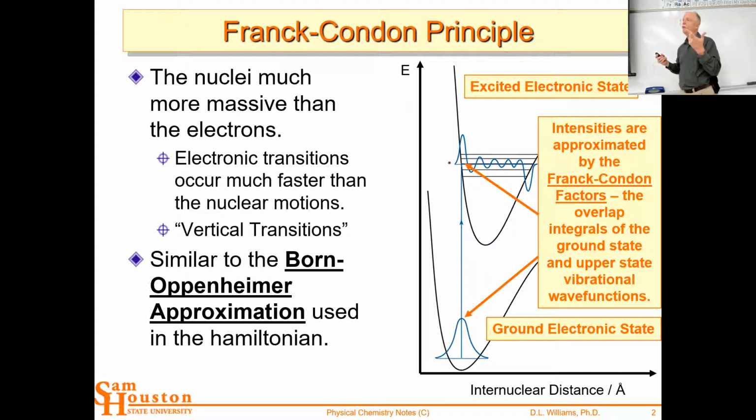Now that's going to happen if you take an electron from a bonding orbital and promote it to an anti-bonding orbital or a non-bonding orbital. You've weakened the bond in the molecule, and the internuclear distance has increased. So you have a weaker bond, so you have a longer bond length.